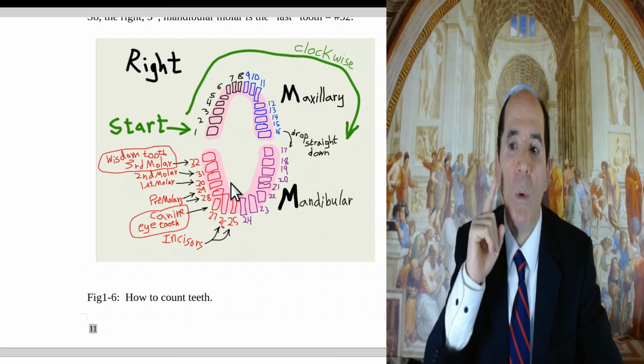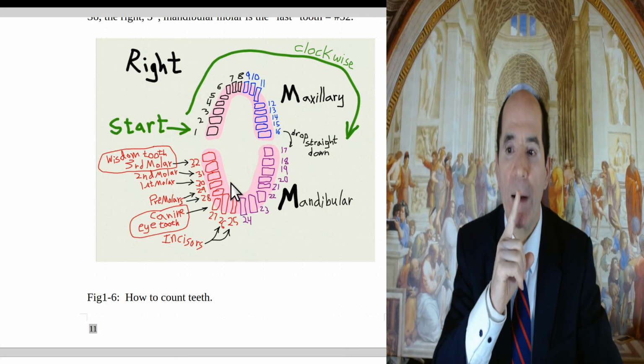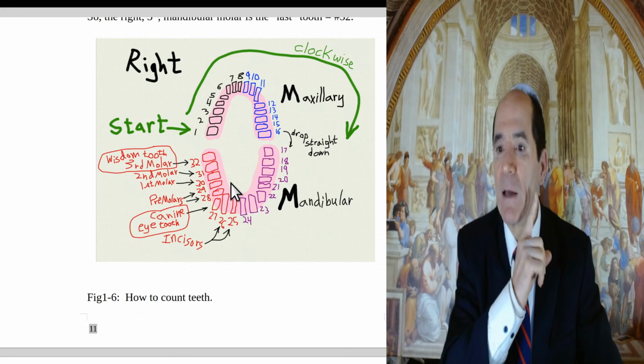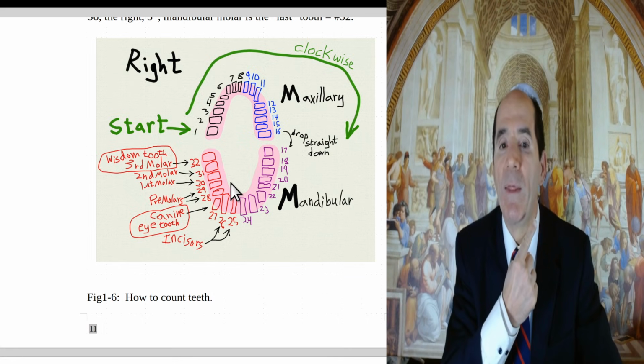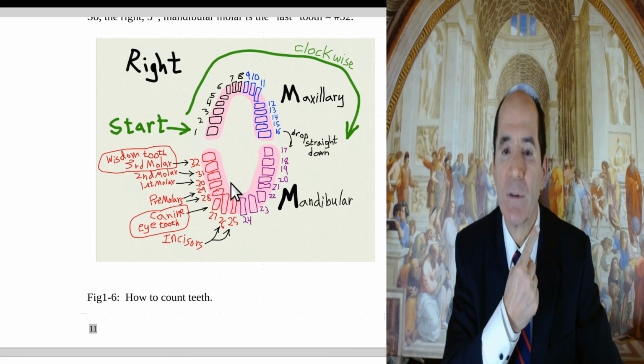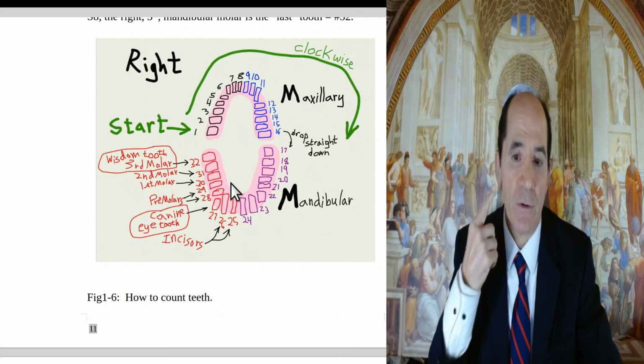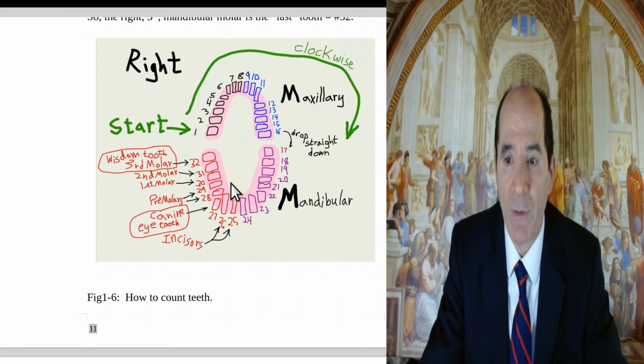Okay, so you go 1, 2, 3, 4, 5, 6, 7, 8. There's 4 quadrants, so 8 all together. All the way down to 16 here. Then you would drop down, and then this first one would be 17. Then go all the way to get to 32 over here. That's how you count the numbers of the teeth.